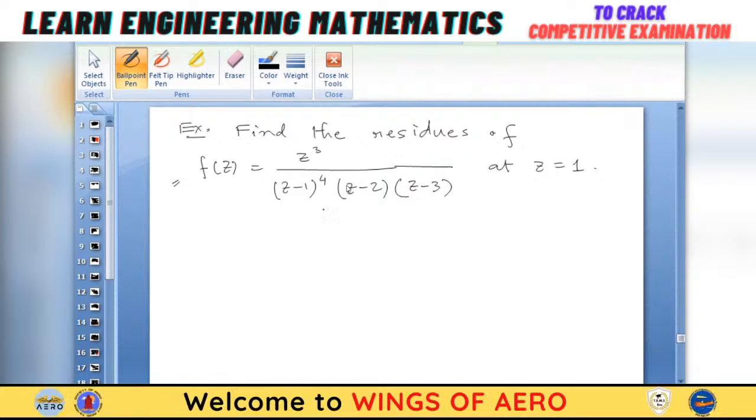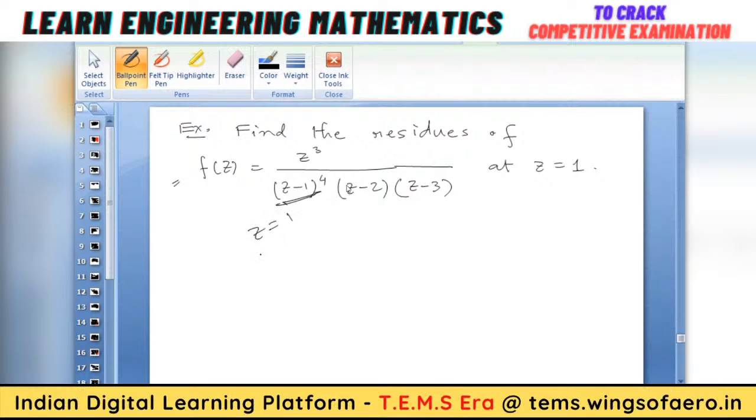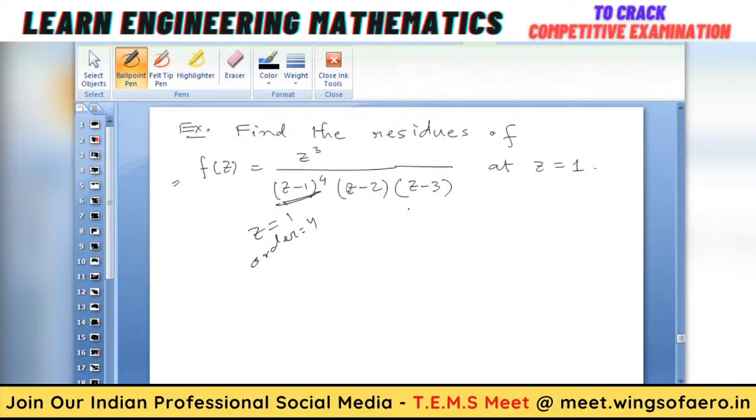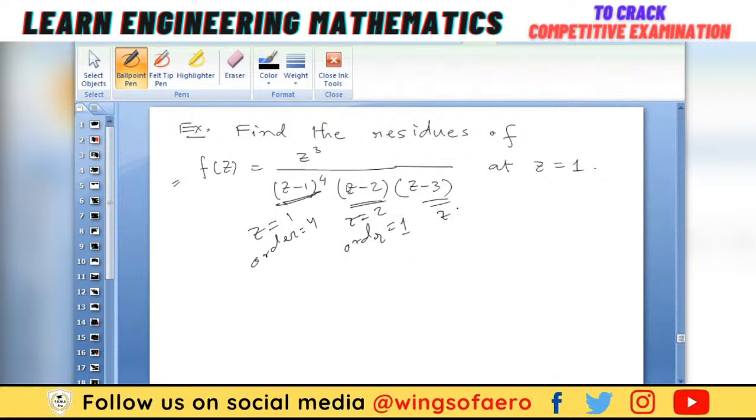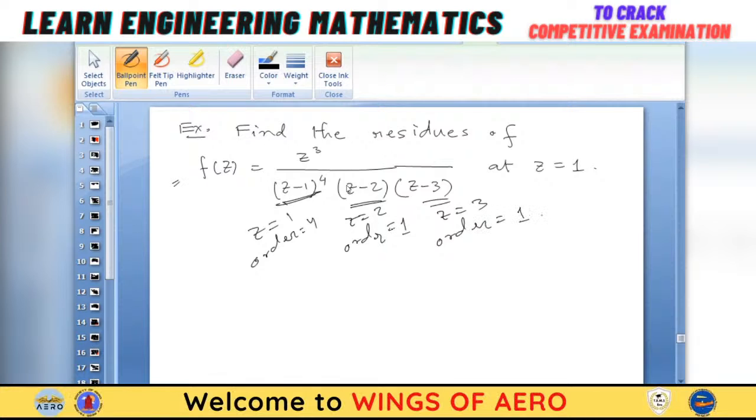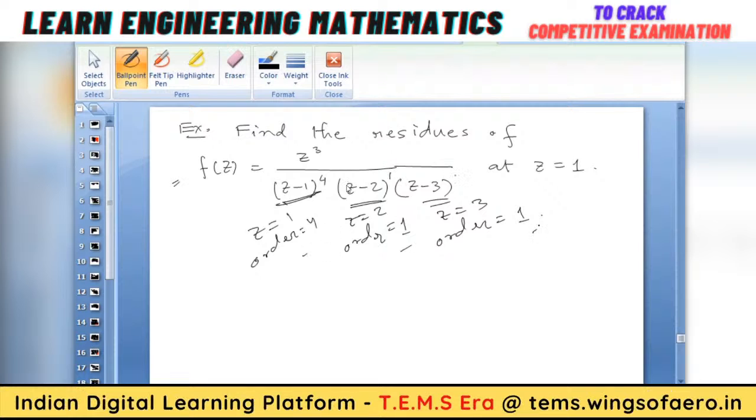From here we are getting z equal to 1. Order is 4. Okay. Z equal to 2, the order equal to 1. Z equal to 3, order is equal to 1. Just look at the power. Z to the power 4 means order 4. It is 1, so order 1. It is 1, so order 1.